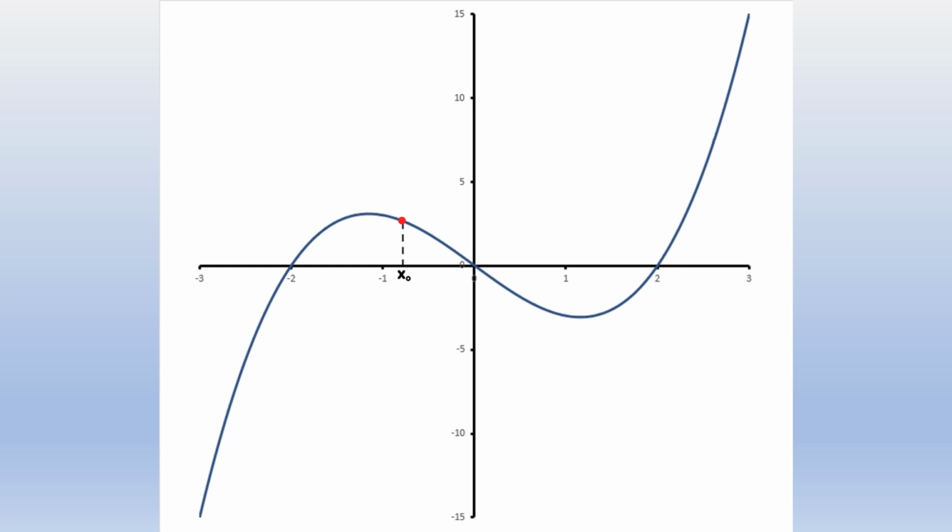The first step is to pick any initial value along the x-axis. We'll call it x0. We calculate the function value at that point. This gives us a point on the curve as shown. Next, we draw a line through that point that is tangent to the curve. This line crosses the x-axis at another point.